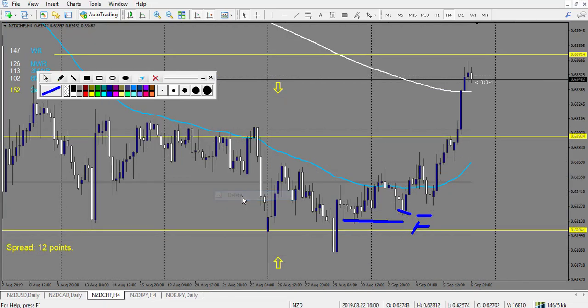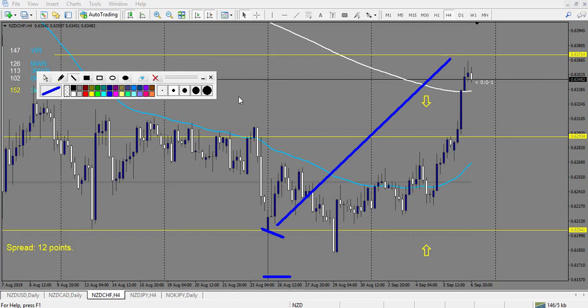NZDCHF. As you can see, there's an arrow in the middle, which means we can eventually take this level on the downside, but it was for last week, since the profile was for the week before. So this made a nice pin bar, and as you can see, all the way here, it's already three times your risk. So it was a winning trade, but from last week I don't count it.